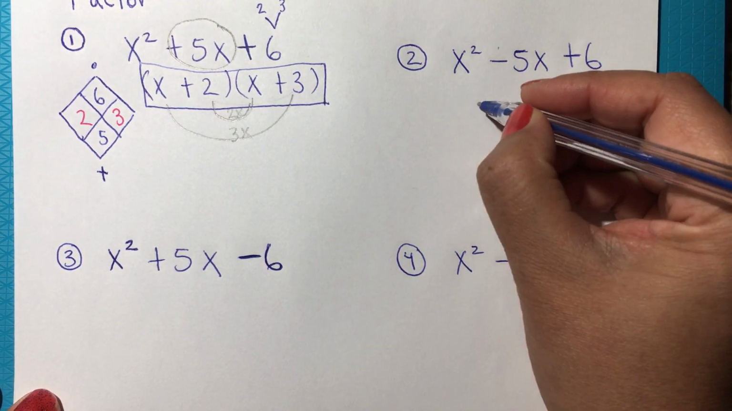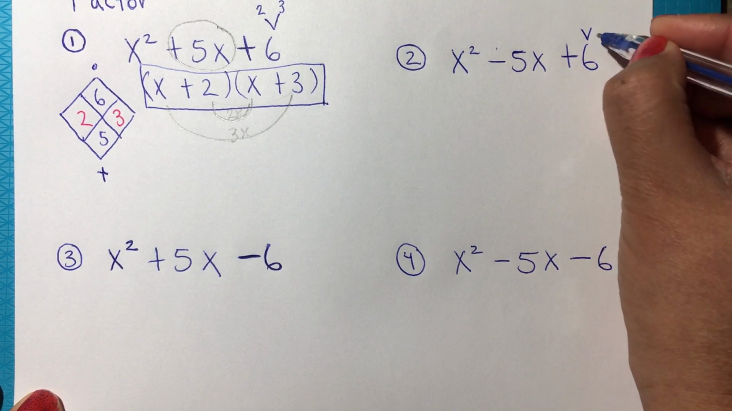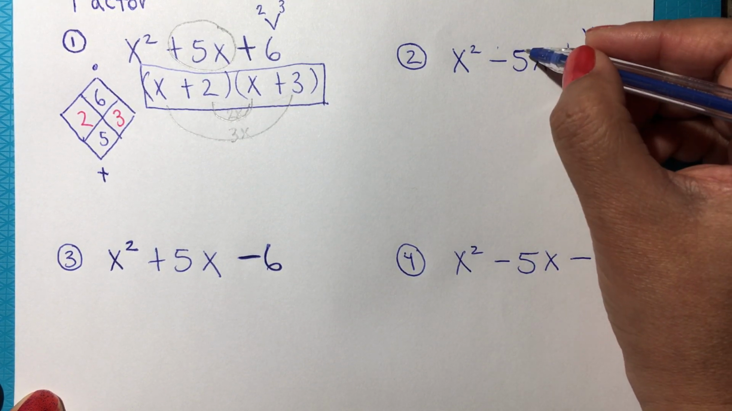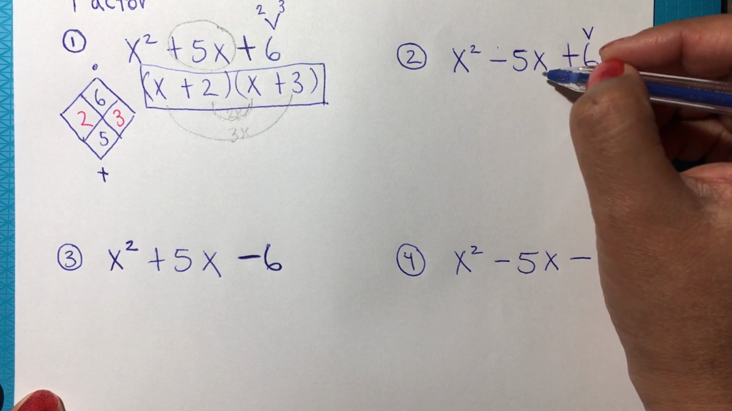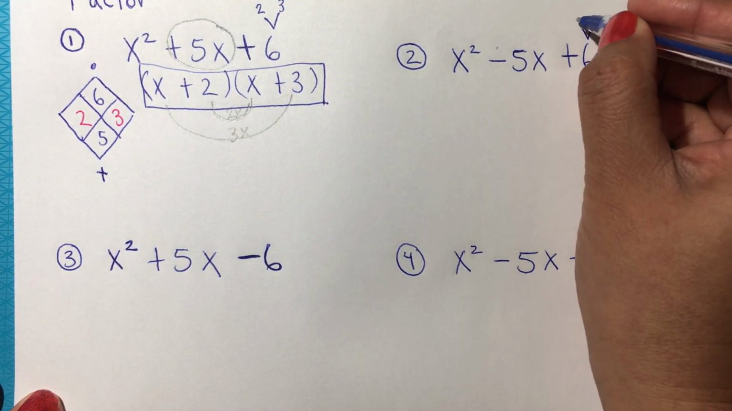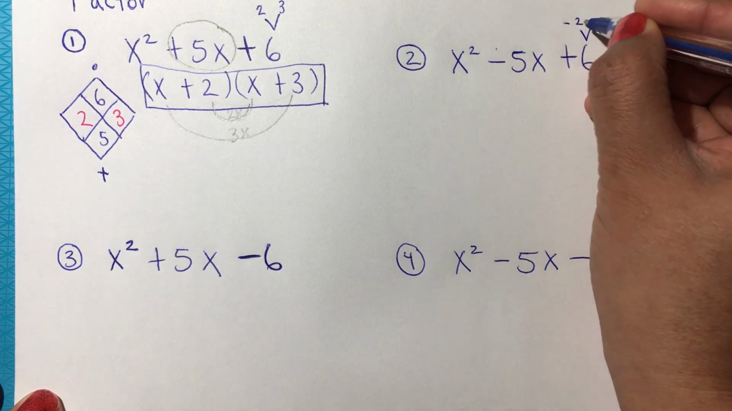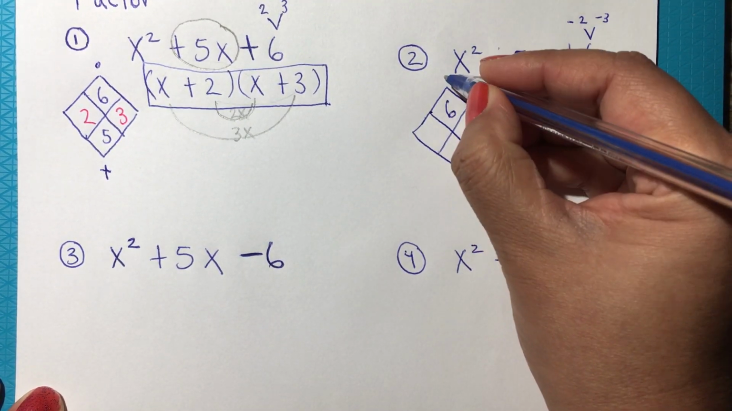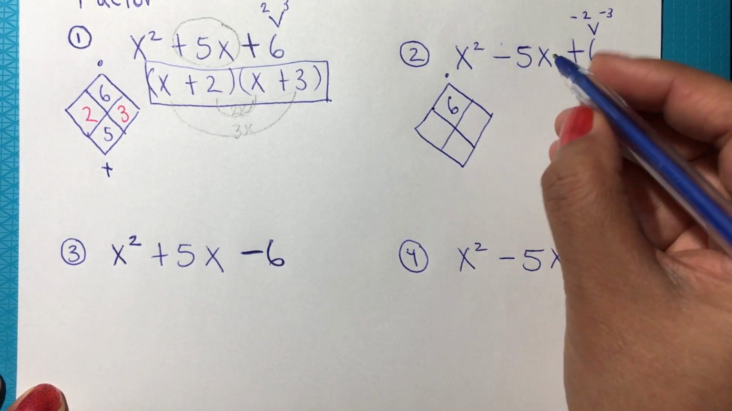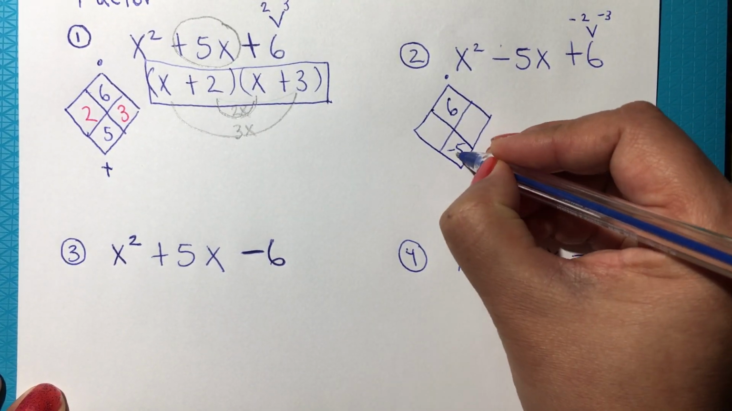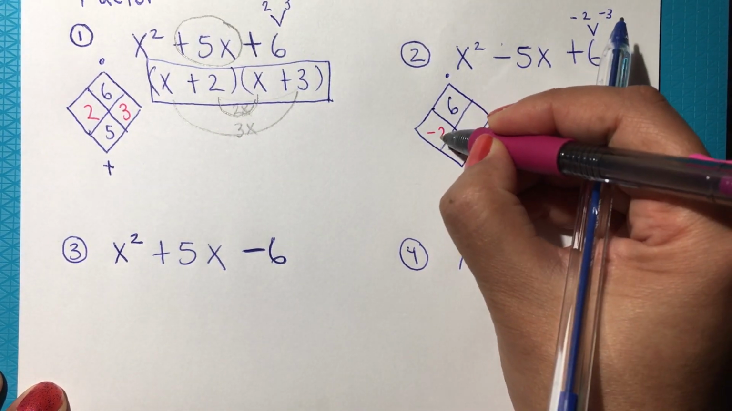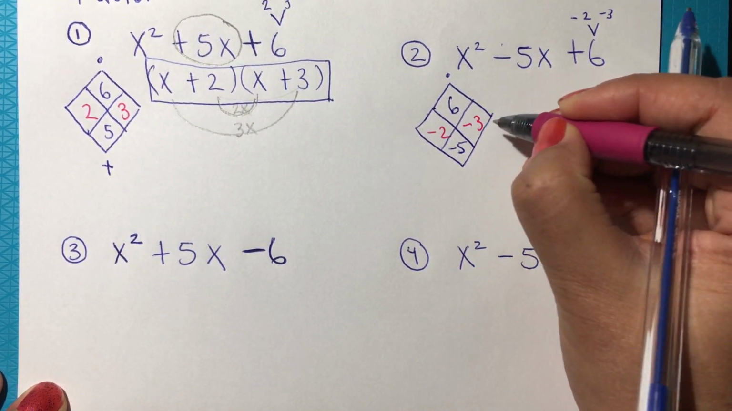For number 2, again, you can just find the two factors. 2 times 3 is 6. But when you add them it equals negative 5, well, then that means that they have to be negative 2 times negative 3. The positive 6 goes on top. The negative 5 goes at the bottom. And so my two factors will be negative 2 times negative 3.